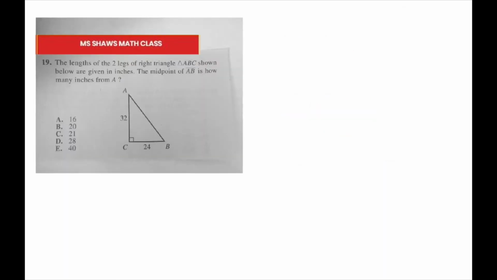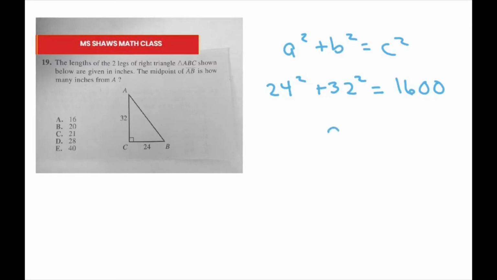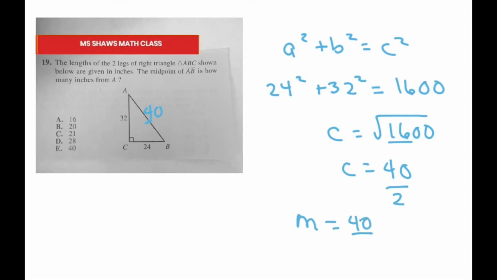Okay. This one, we're going to have to use the Pythagorean Theorem. So we have 24 squared plus 32 squared equals 1600. So that's c squared. So c equals the square root of 1600. You don't have to use the calculator. Square root of 16 is 4. And you have hundreds, so that's just going to be 40. So c is 40. And they want the midpoint halfway between that, so you just divide that by 2. So your midpoint equals 40 divided by 2, which is 20. The answer is B.